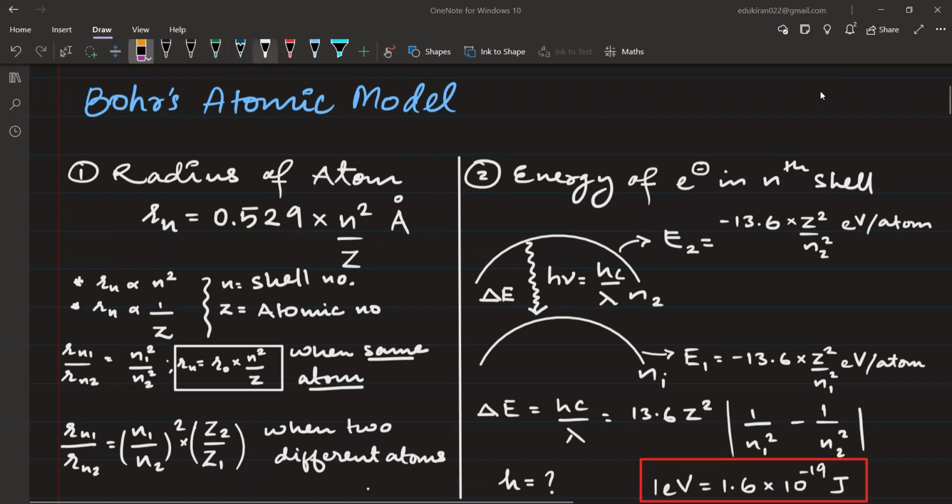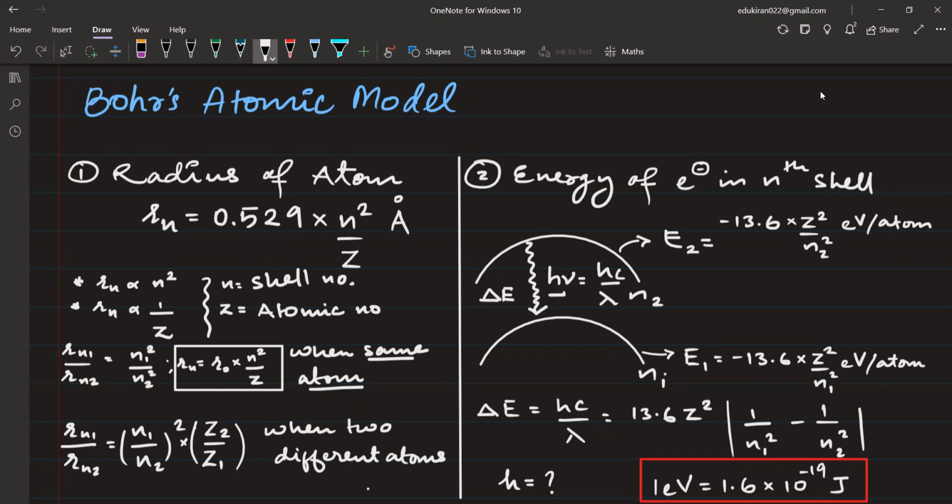Okay, once you have written this, please see energy of electron in nth shell. Now, whenever there is a jump of electron from lower orbital to higher orbital, it is always accompanied with a change in energy. Okay, it is always going to change energy. Now, that change in energy will correspond to the light emitted if it is going from higher to lower, or the light absorbed if it is going from lower to higher. Okay, and which will be equal to h nu, that is h into frequency, and here h nu will be equal to hc upon lambda.